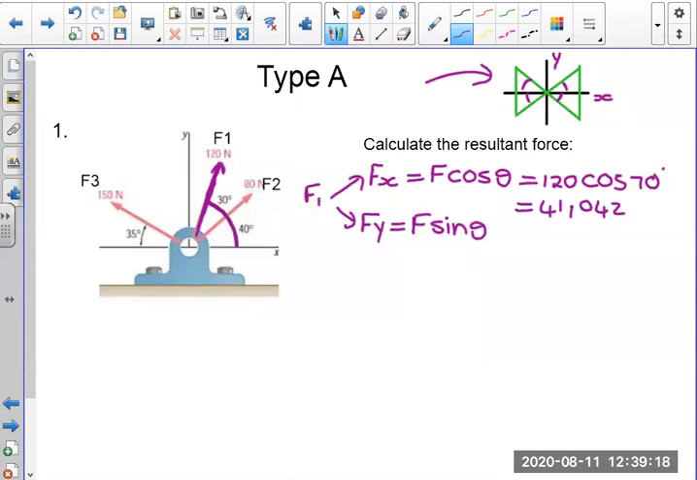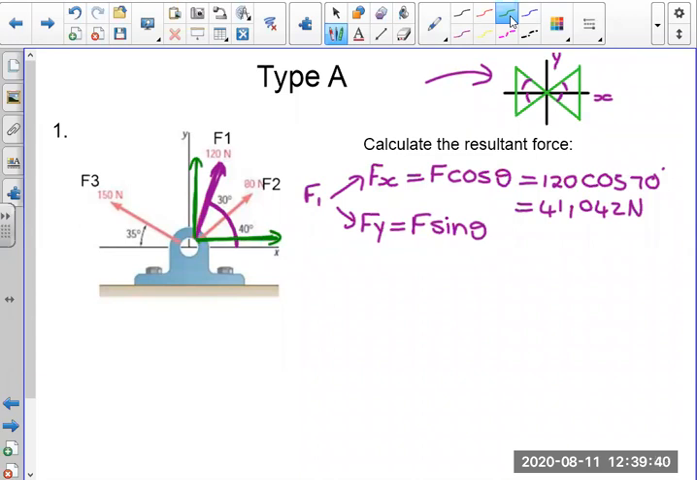Now, in this question, I'm going to say this is newtons, and then the direction for this one, the x component, is going to be to the right. Because if I look at the purple one there, the x and the y component that I'm looking at, that's the x component of that one, and that's the y component.